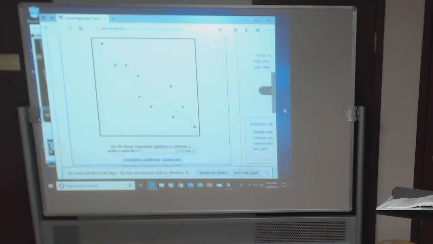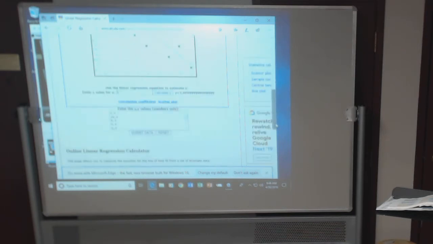And now, see what it says? Use the linear regression equation to estimate y. Enter a value for x. So do you see where I could enter another x? Like I could put 6 in here, and calculate the y. And the y is 5.69. See that?